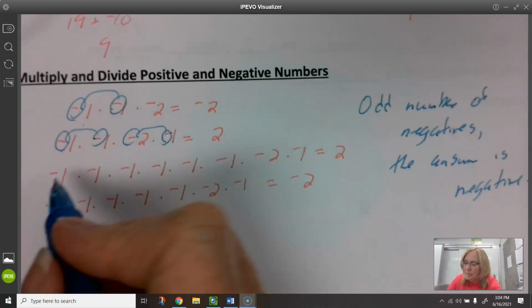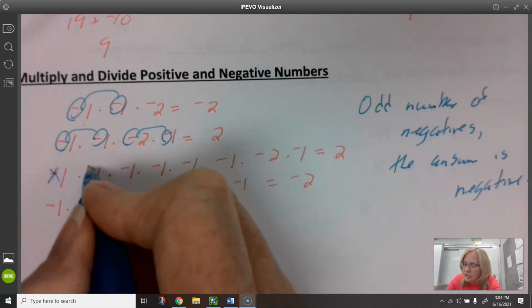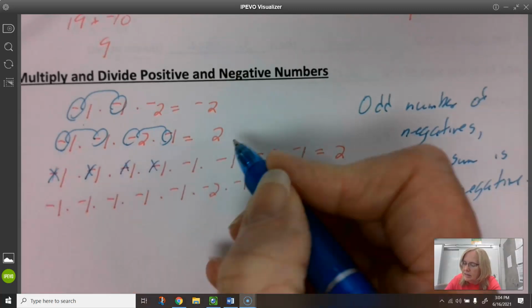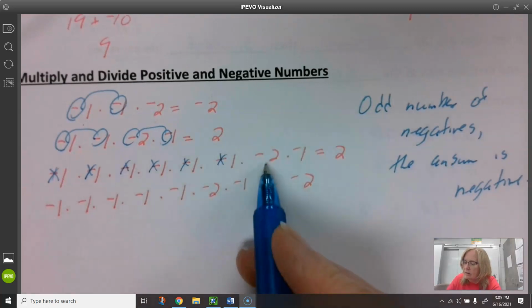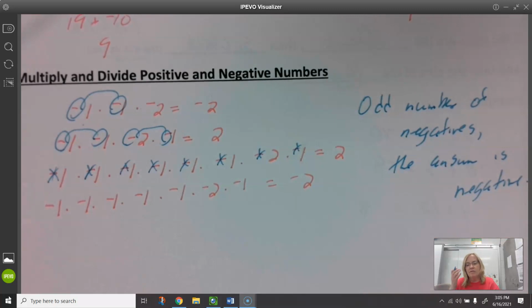So just kind of match them up. That one cancels out that one. They cancel each other out. Cancel out, cancel out, cancel out, cancel out. Cancel out, cancel out. I have a positive. So you can think of it either way. Just find a way to remember if it's positive or negative.